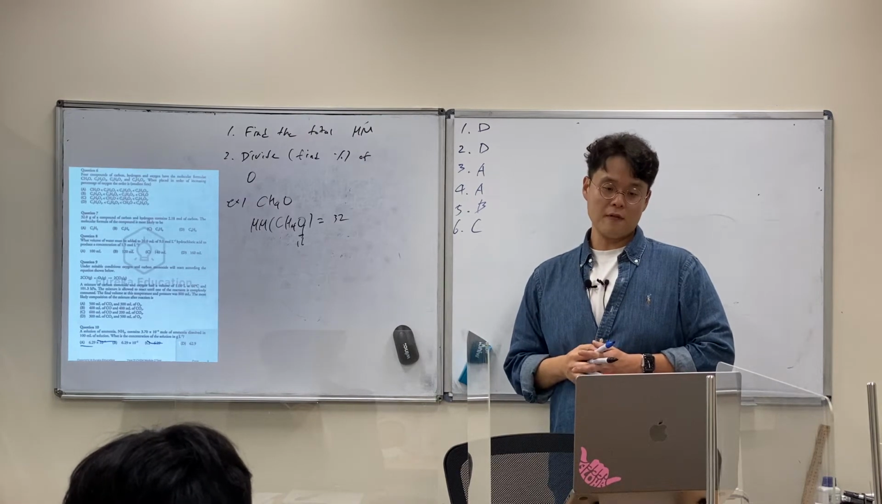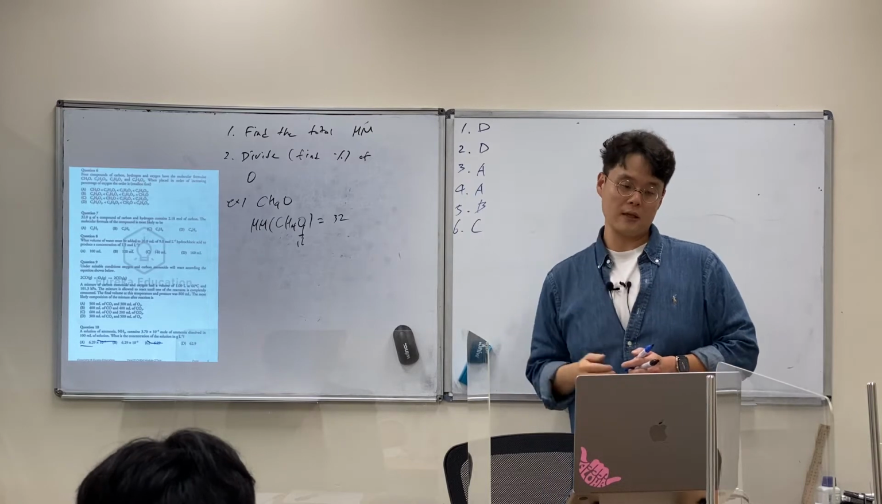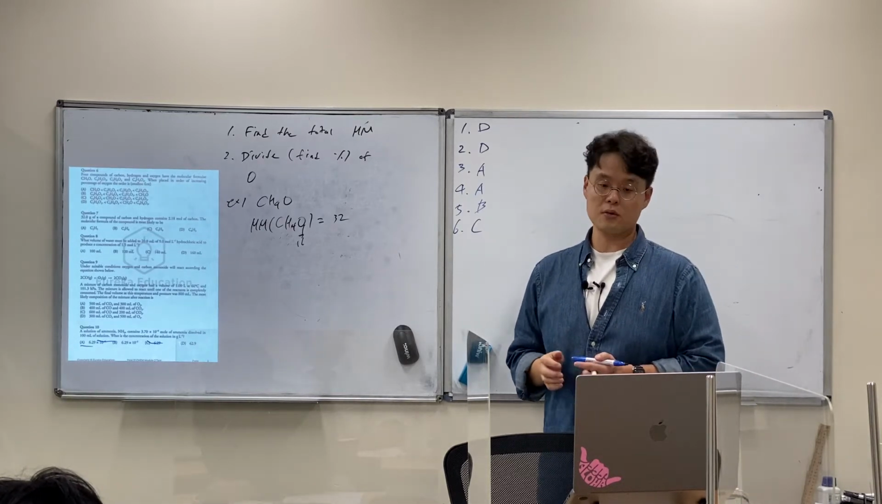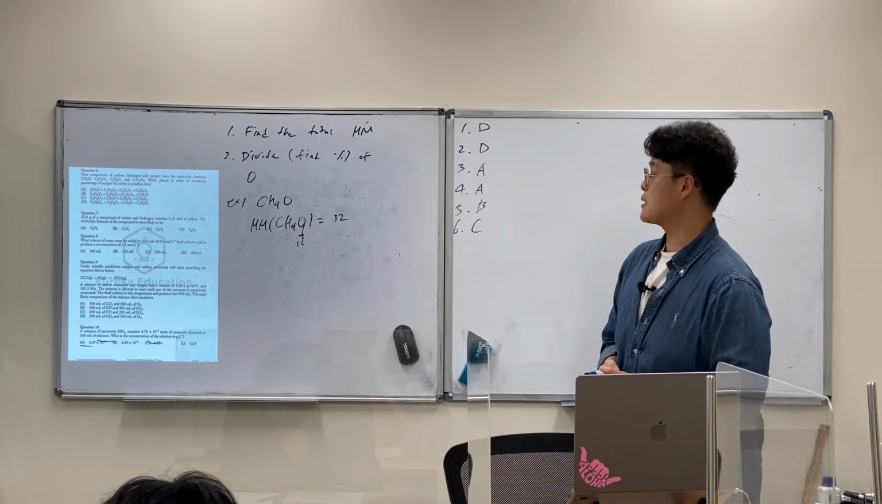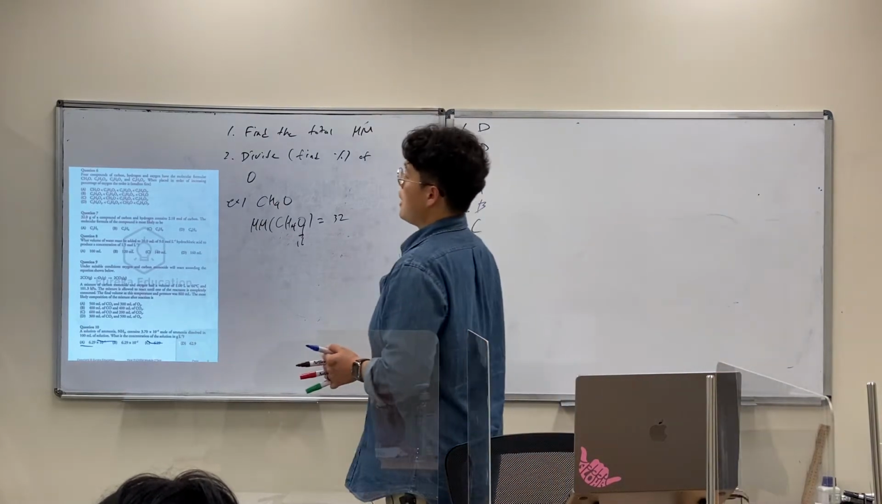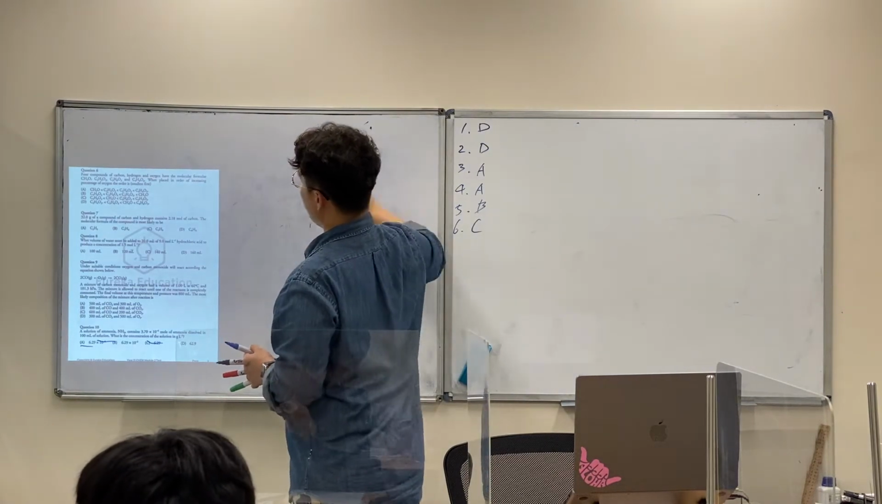So the percentage will be 50% for the first one, 53.3, 52.2 and 46.2. So this is the reason why C is the answer. All right, 7. 32 grams of a compound of carbon and hydrogen contains 2.18 moles of carbon.